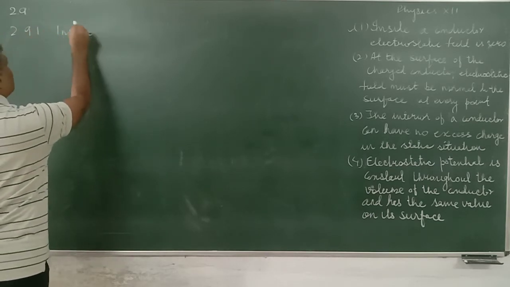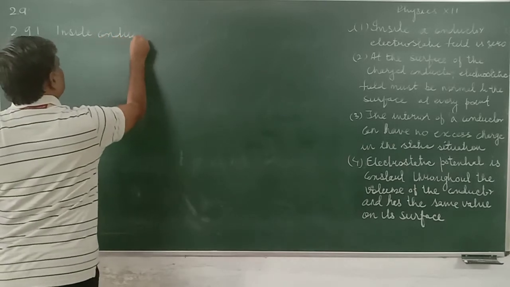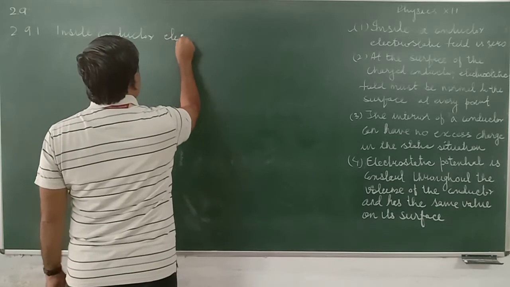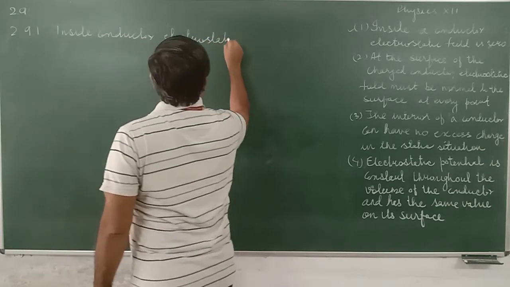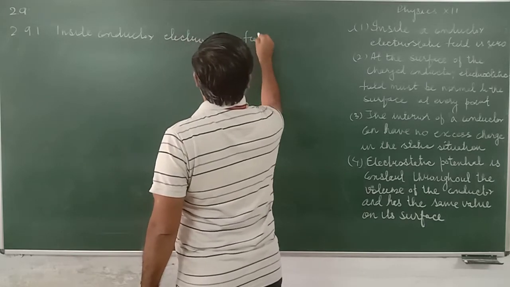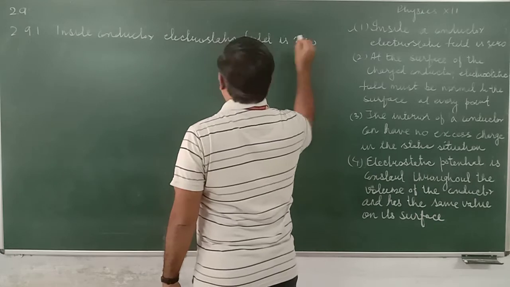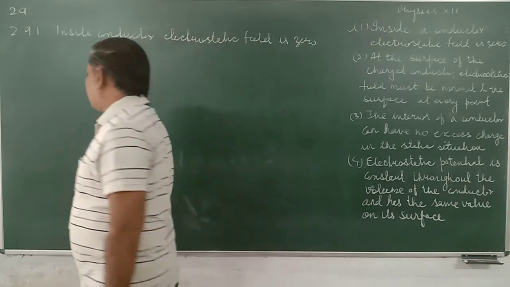Inside a conductor, the electrostatic field is 0. E is equal to 0 inside the conductor.